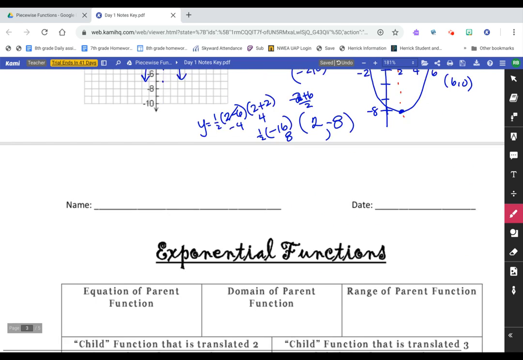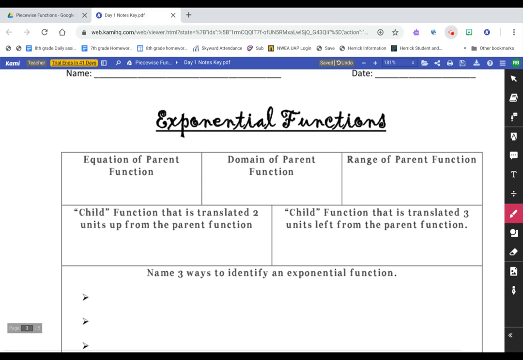Okay, moving on. We have exponential functions. The parent function of an exponential function would be y is equal to b raised to the x power, where b is greater than 0 and b cannot equal 1. Because if you have a base of 1, 1 raised to the 4th power is 1, 1 raised to the 10th power is 1, you wouldn't have an exponential graph.